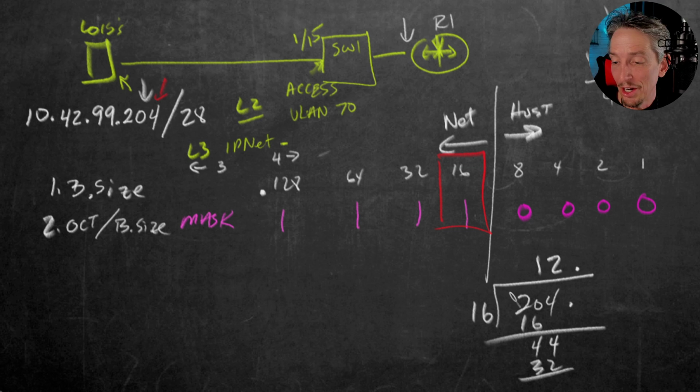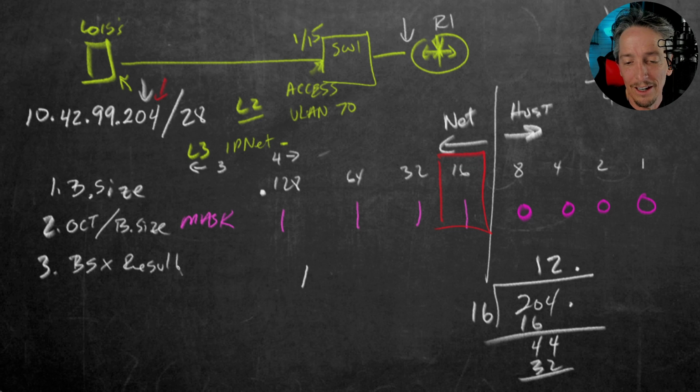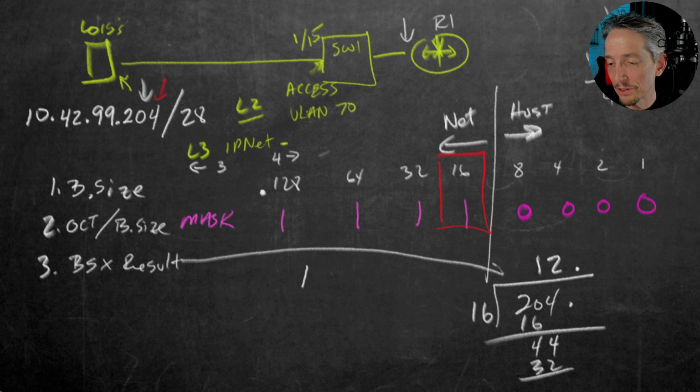So now we have our block size. We have how many times our block size goes into that octet. And then to complete this, we're going to do the block size times how many times it went into the customer's octet. So this is 3. Block size times result. And I will draw an arrow over here. Talking about this result right here. So it'd be 16 times 12.